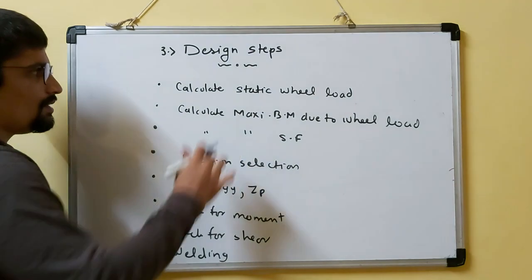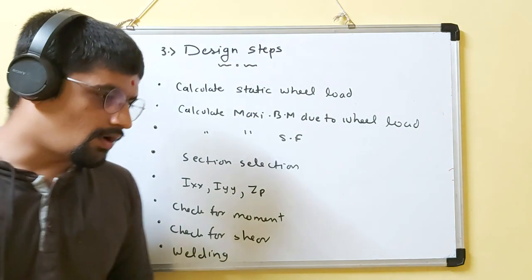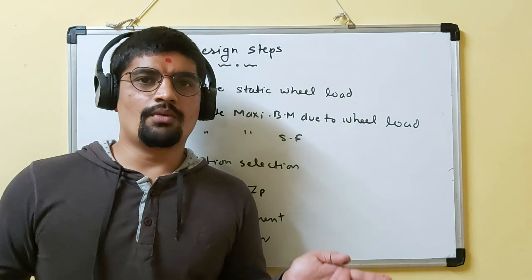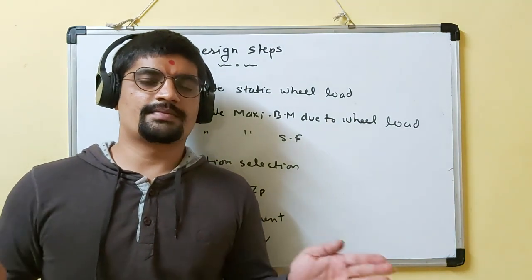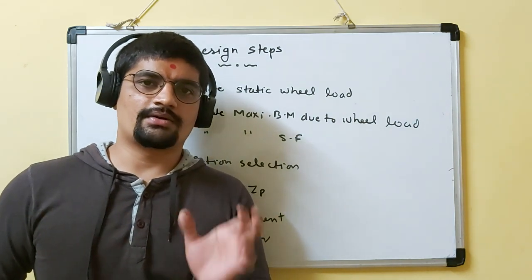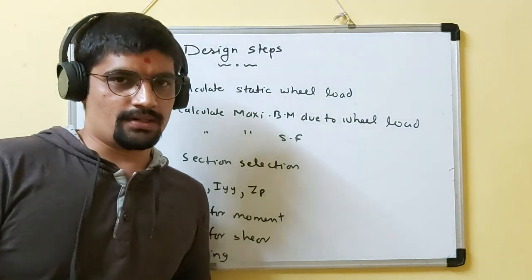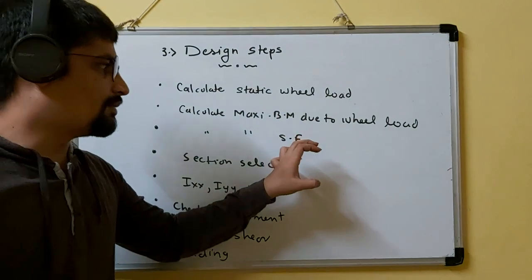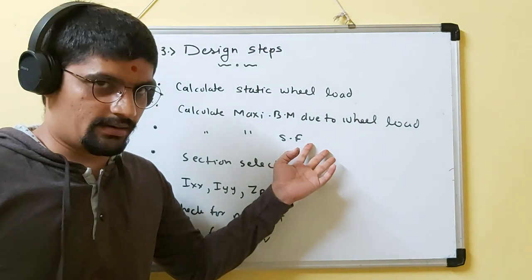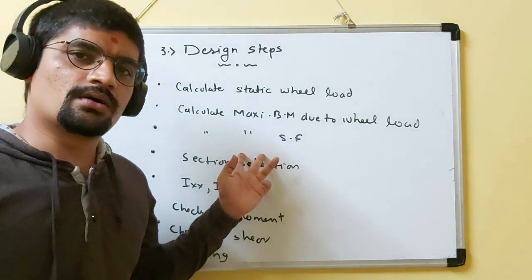Now in this, calculate static wheel load means, as I have explained earlier, the static wheel load occurs due to the crane girder. So we need to calculate the support reaction on both sides that the crane girder will transfer to the gantry girder. The maximum reaction will be taken for the design. Okay, I will explain in a better way in the example. Calculate the maximum bending moment due to this static wheel load, where the maximum bending moment occurs on the gantry girder, and where the shear force is maximum.